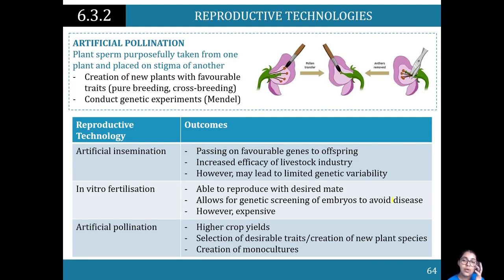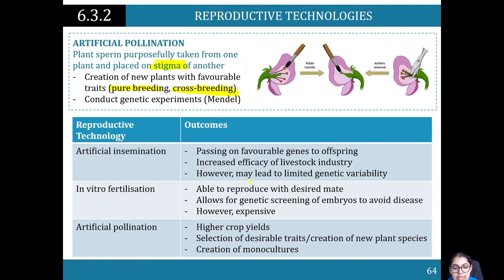Okay, here we go. The next reproductive technology is artificial pollination. Plant sperm is purposefully taken from one plant and placed on the stigma of another plant. If you want to know these terms again, it's a really good revision for Module 5 as well. It leads to the creation of new plants with favorable traits, so pure breeding, or we can also have crossbreeding, and genetic experiments, of course, like Mendel's experiment, can also occur here.